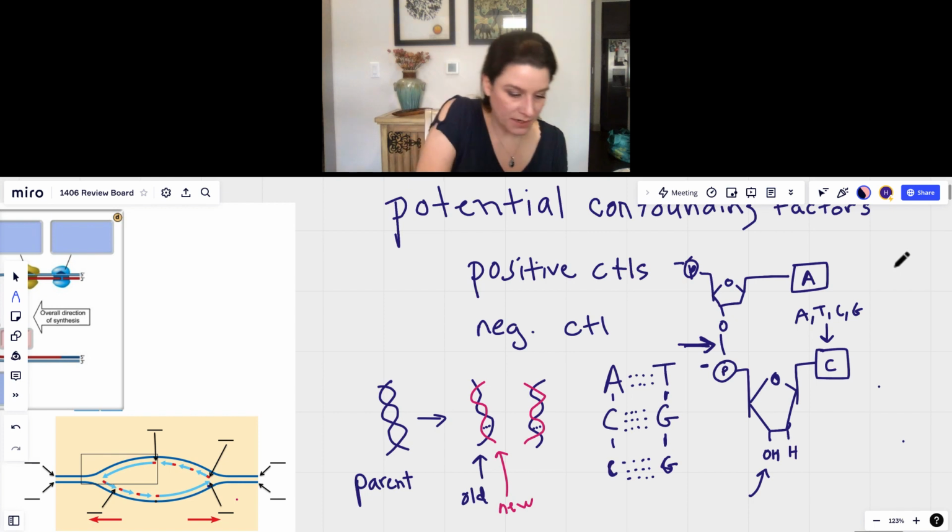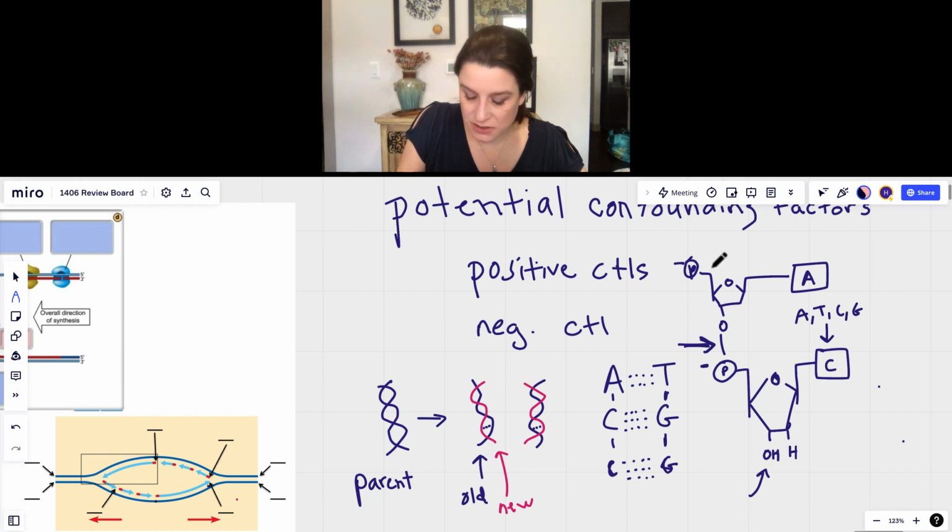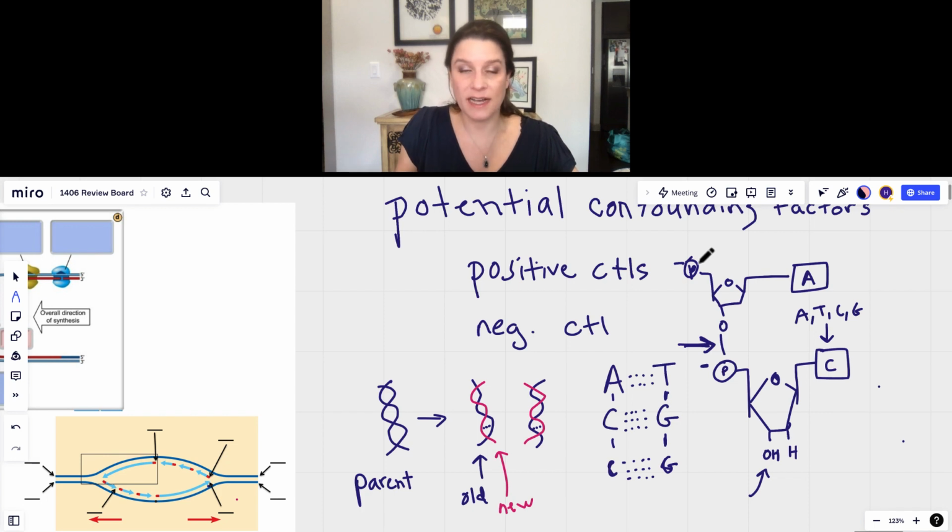Remember, the strands have polarity. So why is there polarity? And this is important because it's why they're built in different directions when you're replicating. So polarity just means that there's a side that has a phosphate group on it and a side that has the hydroxyl group on it.